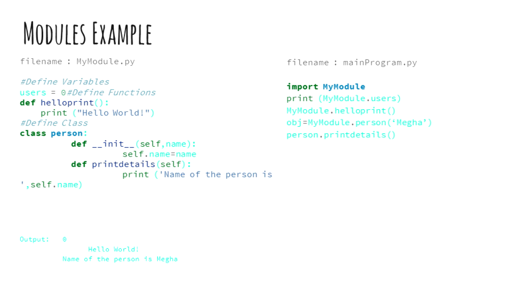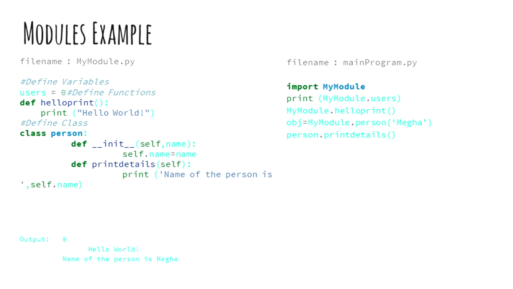Here is how you can create your module. You can define variables, functions, or classes in your module. And now, let's see how we can access this module. In the main program, use the import statement to import the module as described earlier, and then you can use its variables, classes, and functions as defined in the example.